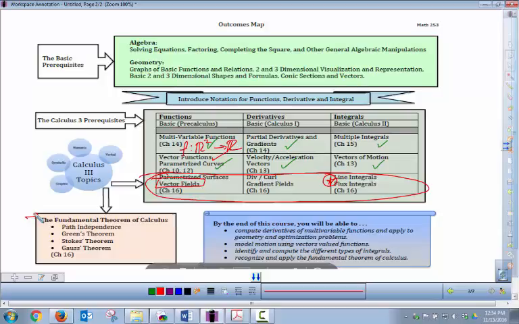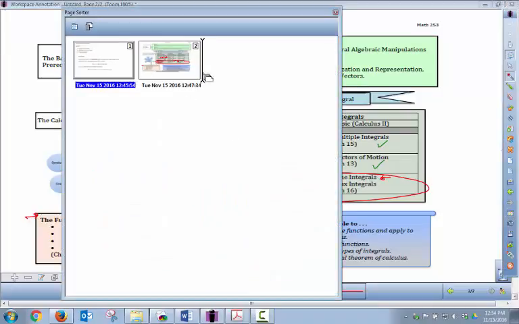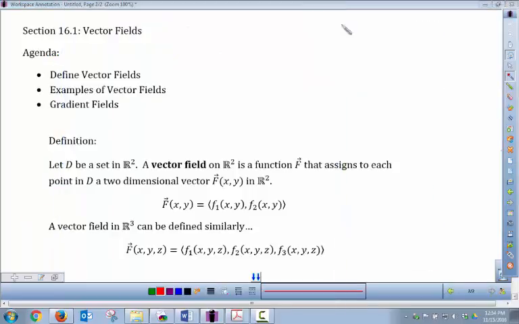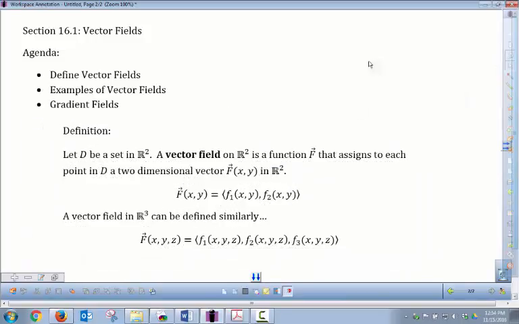Okay, vector fields. So today we're going to talk about vector fields, and then we're going to sneak in the first type of calculus that we're going to do on those vector fields, which is line integrals. Also gradient fields. So that's our plan for today. So, vector fields.